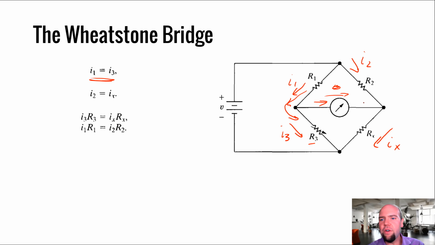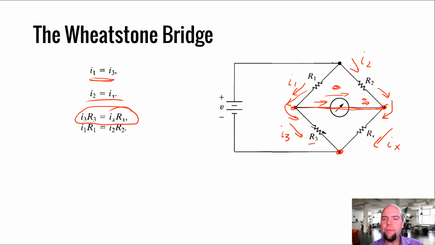Same thing goes on this side. If we got 0 current flow here, then whatever I2 current flowed this way also has to flow this way. So we know that I2 equals IX. And we also know that if there's no current flow through a finite resistance, that means there's no voltage drop across this. So we know that this voltage between here and here has to be the same as this voltage between here and here.